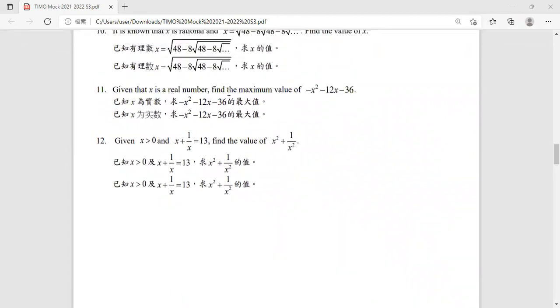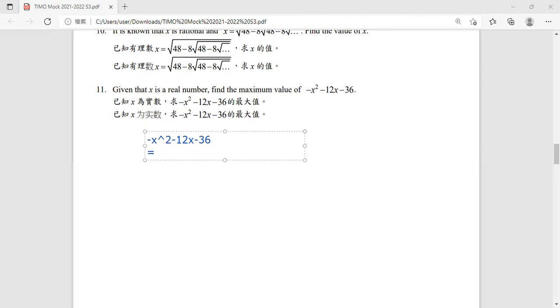Given that x is a real number, find the maximum value of negative x squared minus 12x minus 36. This one I think is very straightforward. I don't think it's easy, but it's straightforward, because you take the method and you finish it.